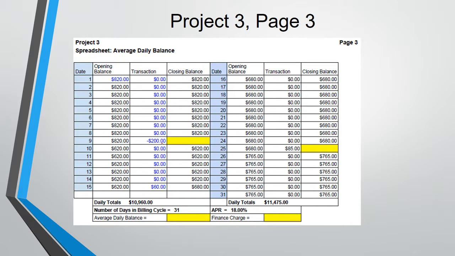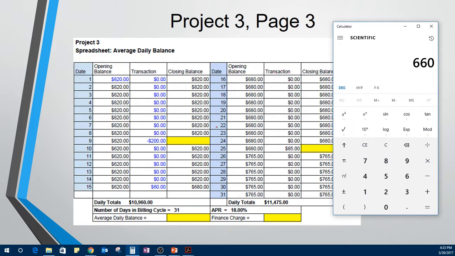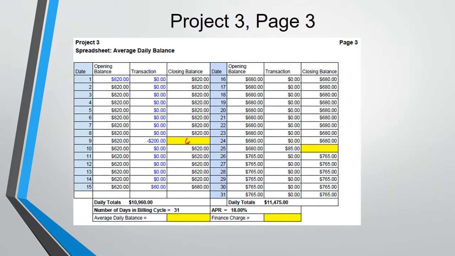Alright. So the next one, day 9, there's a transaction of $200. That means you took out $200. That's why there's a negative. In your spreadsheet, you won't see a negative, but you'll see a parenthesis. They mean the same thing. So what you need to do is subtract that transaction from the opening balance. So 820 minus 200. We can do that in our head, but I'm going to show you how to do it anyway, just to make sure our math is correct. So that is $620. So we're going to write that here again. $620. Oh, wait.